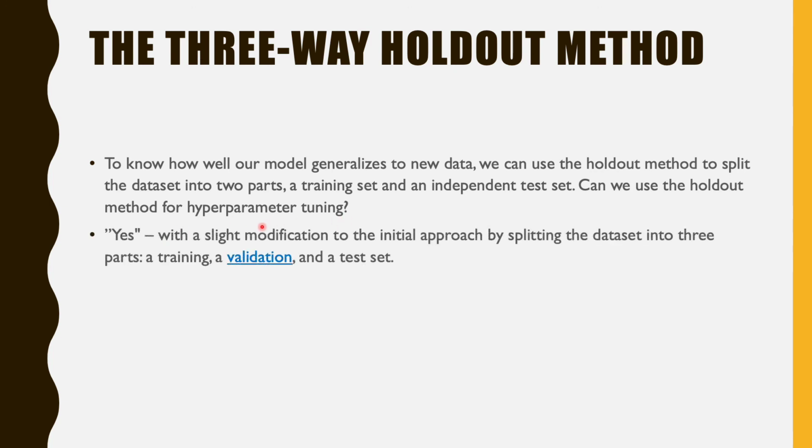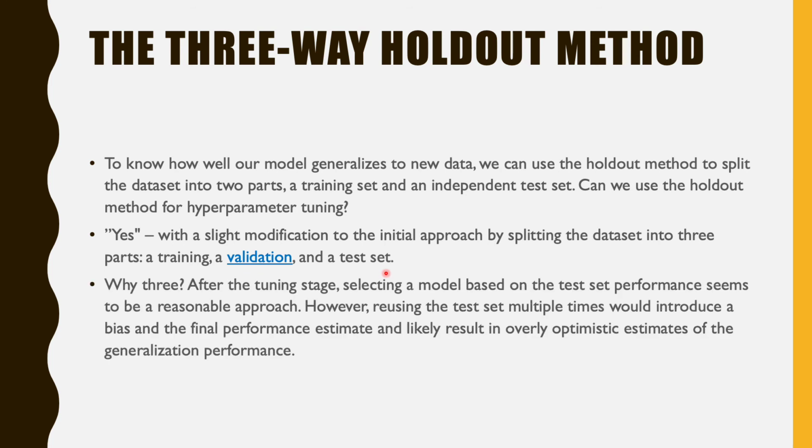We already know that the answer is yes, with a slight modification to the initial approach by splitting the data sets now into three parts: a training, a validation, which is new for us, and a test data set. And why three? Because after the tuning stage, selecting a model based on the test set performance seems to be a reasonable approach, but reusing the test set multiple times would introduce a bias in the final performance estimate, and the result is going to be an optimistic estimate of the generalization performance, okay?